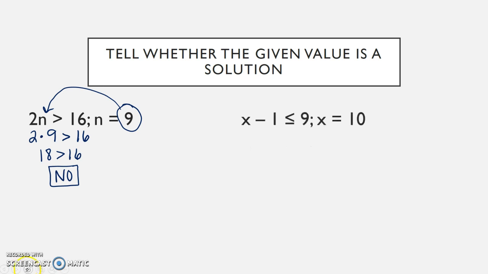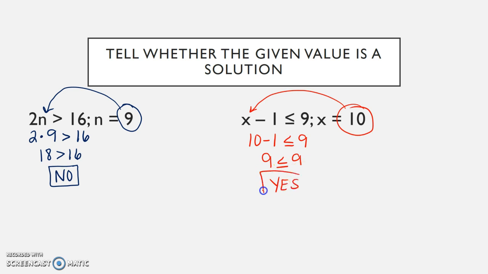Our second problem says x minus 1 is less than or equal to 9 when x equals 10. So again, I'm going to take that value, plug it in for my variable. So I've got 10 minus 1 is less than or equal to 9. Again, I have to do the math on the left here. 10 minus 1 is 9. Is 9 less than or equal to 9? It is equal to, so this is yes. x equaling 10 is a possible solution for this inequality. Remember, you need to plug in, do the math, and then answer yes or no.